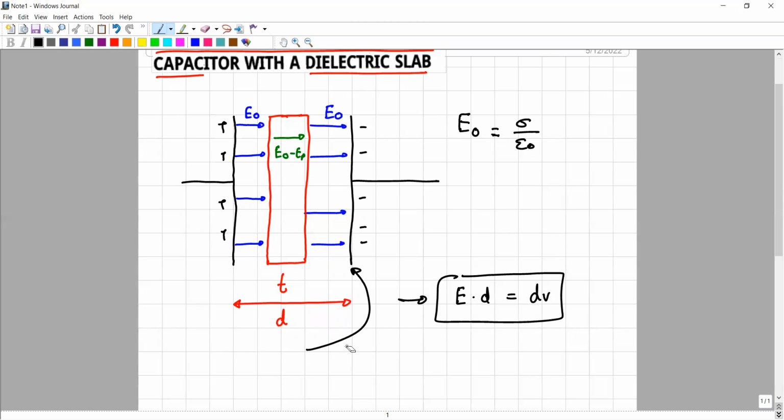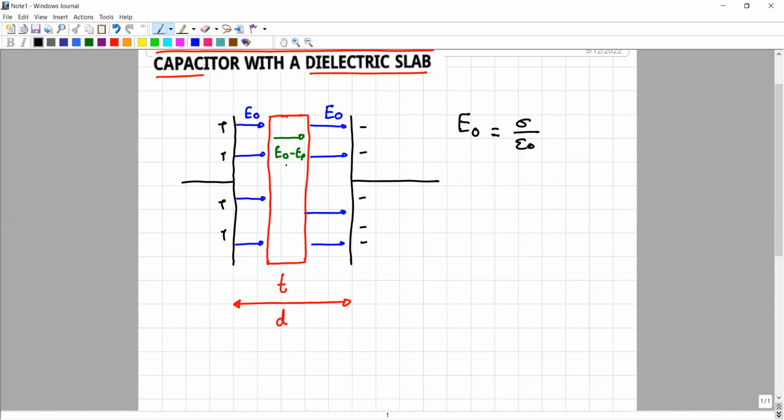Now, if you look closely, the electric field between the plates has a value of E naught where there is no dielectric, and a value of E naught minus EP where there is a dielectric. So my potential difference would become E naught times (D minus T). Now why D minus T?